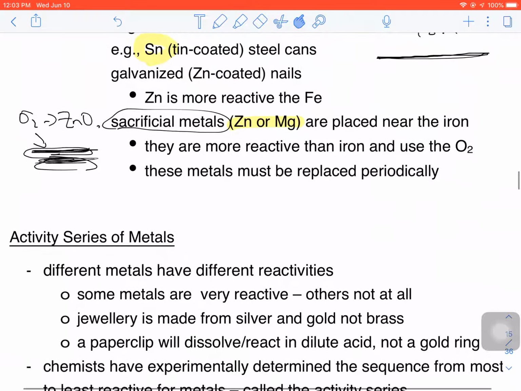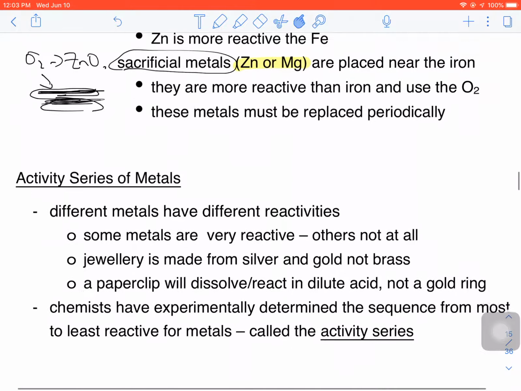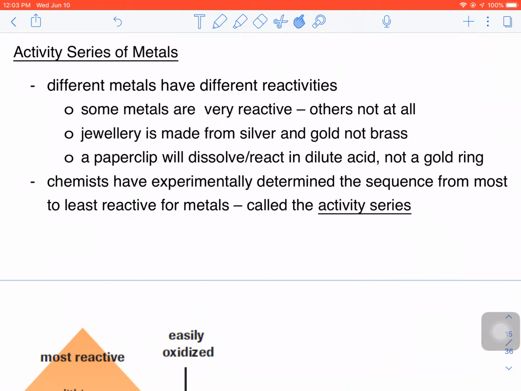Now, you think, well, how do I know which elements are more reactive than iron and which ones are less reactive than iron? Well, we talked earlier in this course about the activity series for metals. We used this when we were talking about whether a single displacement reaction will happen or not. I'm going to review it one more time here, because it helps us decide what kind of metals we can use for our sacrificial metals, those that are more reactive than the iron that goes in our steel.